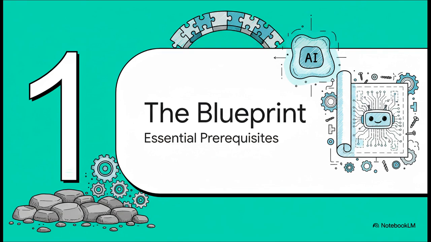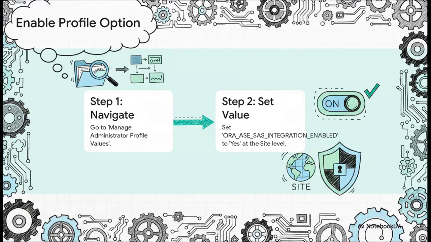And look, this isn't just busy work. These prerequisites are absolutely essential. If you skip these, nothing else is going to function correctly. So let's get into the blueprint. First up, we've got to enable a key profile option. So you're going to navigate to Manage Administrator Profile Values and hunt down this very specific option, ORA_SES_AS Integration Enabled. Now, the critical part here, and you can't miss this, is to set the value to Yes at the site level. This is what lets the security console play nice with the permission groups we're about to set up.